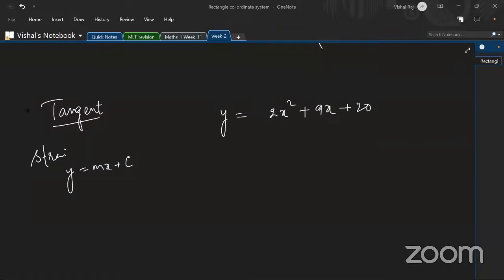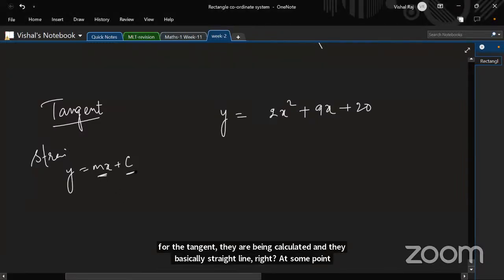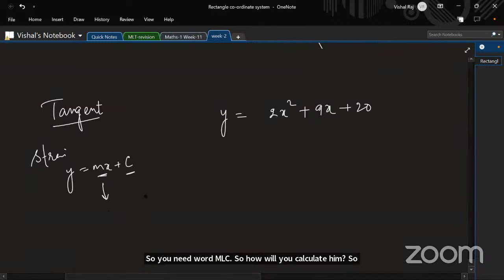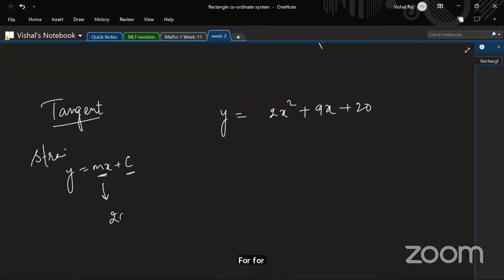Yeah. So for the tangent, you have to calculate the tangent, basically a straight line, right? At some point. Yes. So you need what? M and c. So how will you calculate M? What is the formula that you use to calculate the slope at some point? Y2 minus Y1 upon X2 minus X1, or for the equation 2ax plus b.